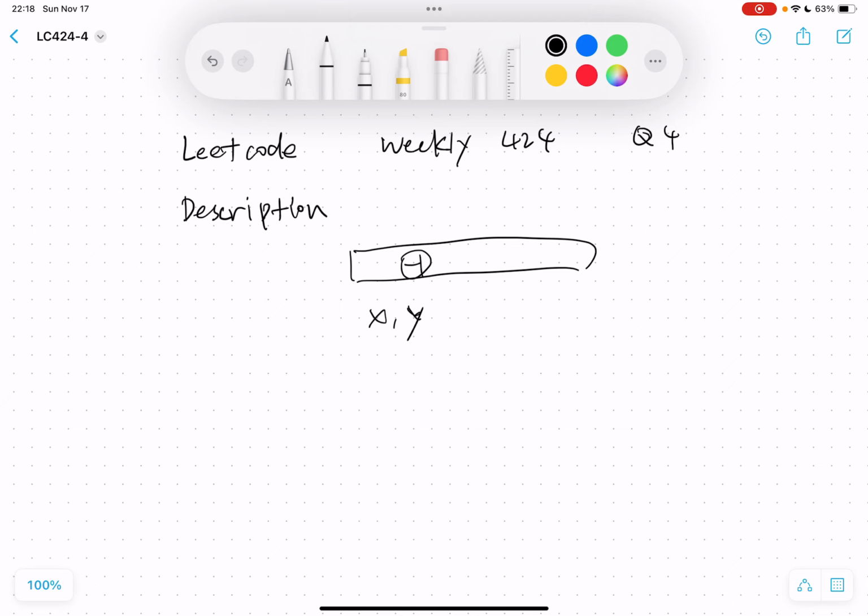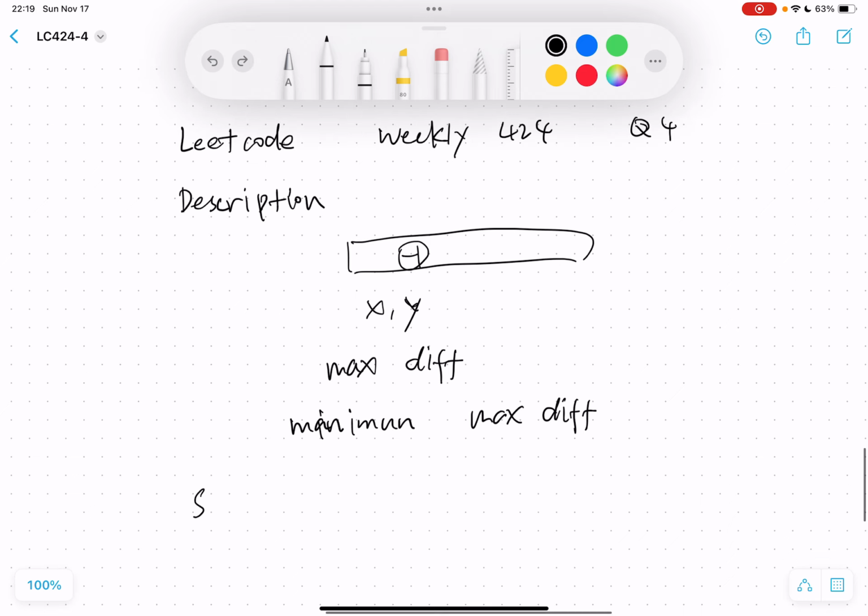missing value. The target of the problem is to make the max difference between any adjacent elements as small as possible. That means we need to return the minimum max difference between any adjacent elements. This is the description of the problem. Next part, let's talk about solution.